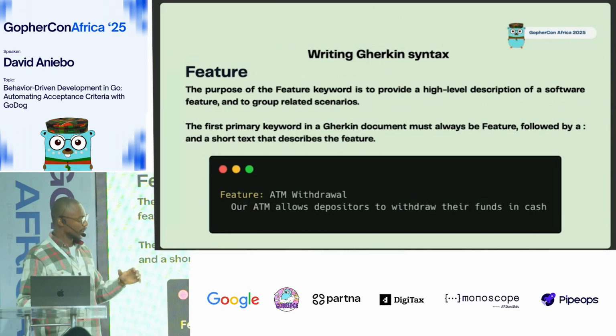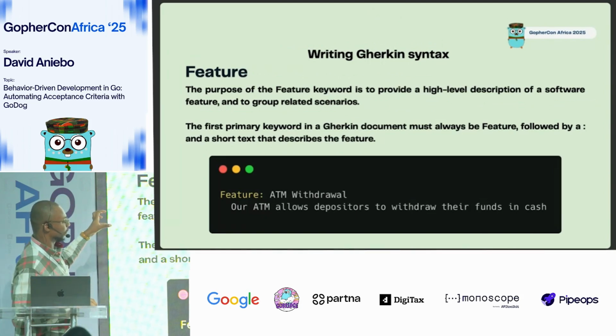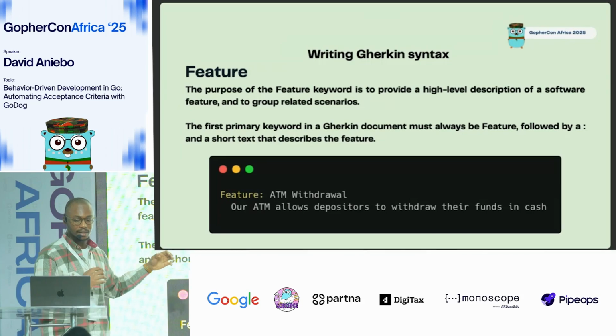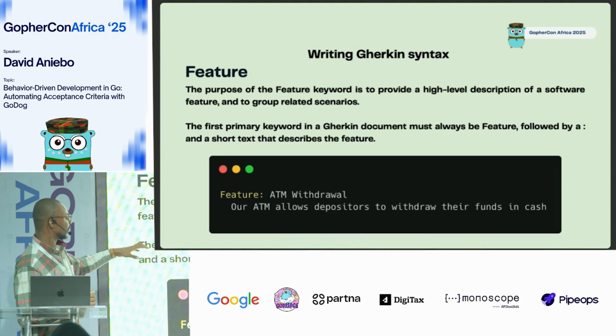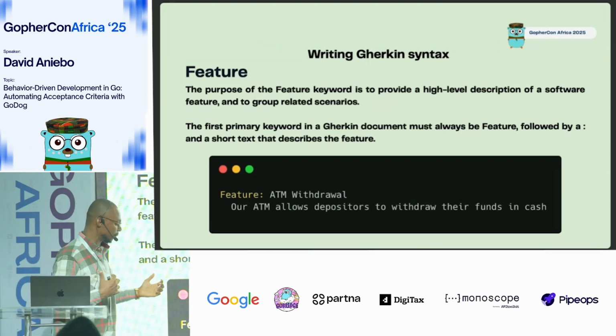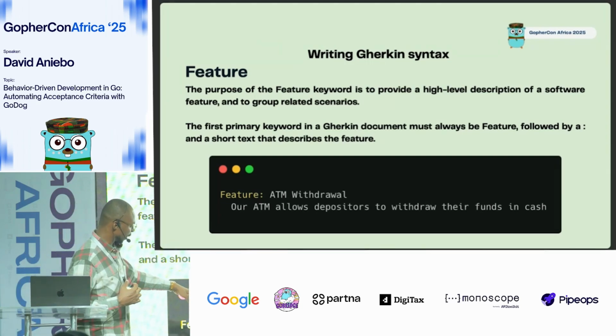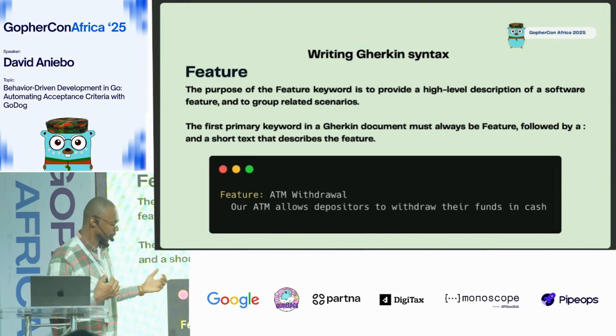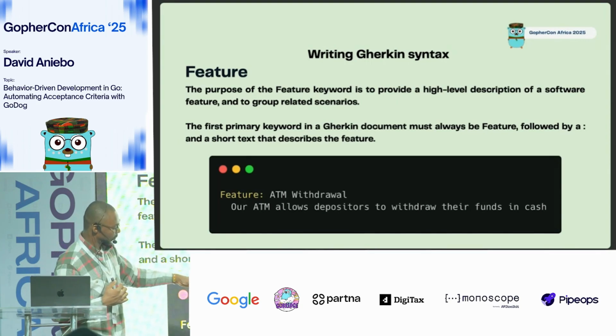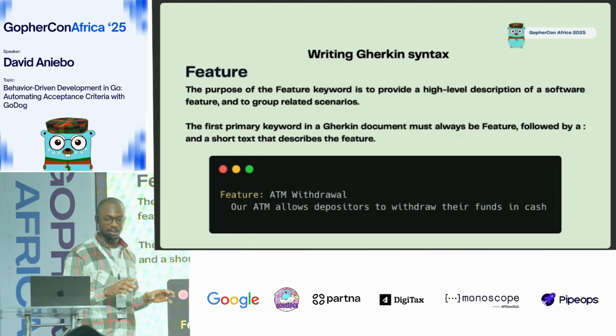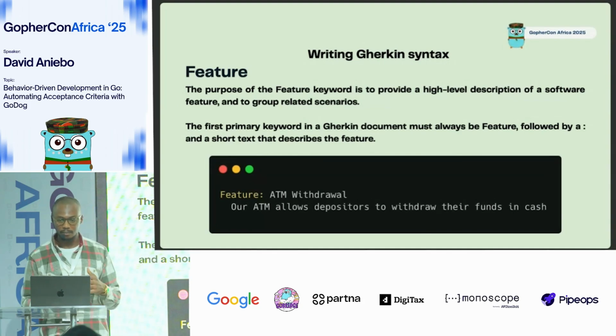So when writing, there are a lot of things there. We have the first one, which is the feature file itself. The purpose of the feature keyword is to provide a high-level description of the software system, what the system should do. That's the first primary keyword. So right here, we want to build a payment system. I use this simple one, the ATM withdrawal feature, for example. Our ATM allows depositors to withdraw their funds in cash. That's the description, that's the flow, that's the feature you want to do. As simple as that, straightforward. We don't have any misconception when reading the whole feature.